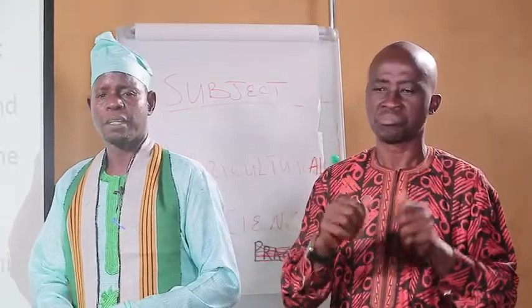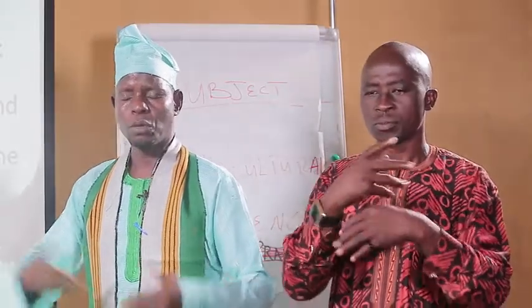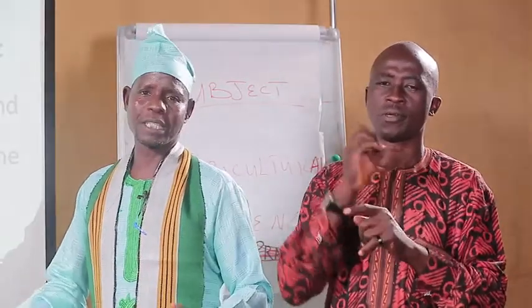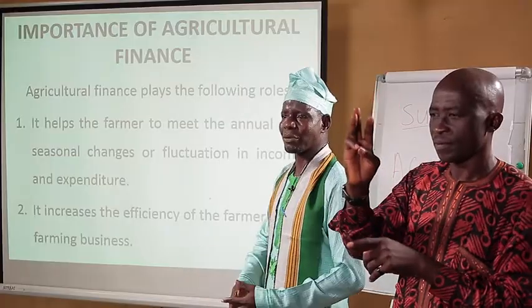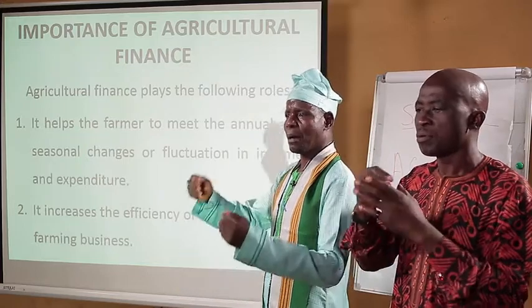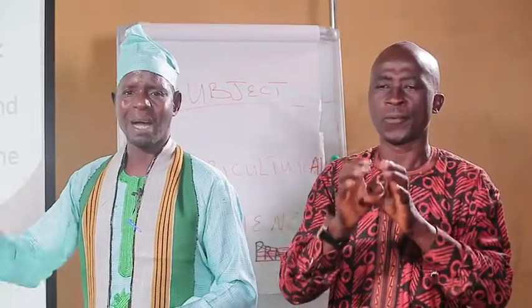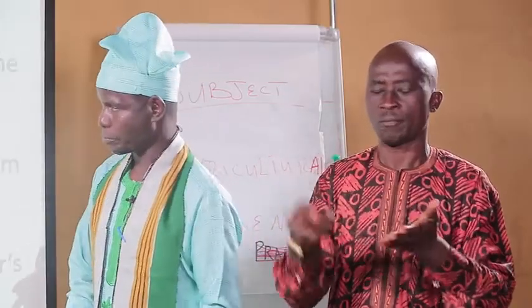Number 2, it increases the efficiency of the farmer in his farming business. Possibly before, the farmer was producing 2 bags of rice per annum. Now that he has obtained a loan, he will be producing 60,000 or 6,000 bags of rice. Here the efficiency of production has increased.